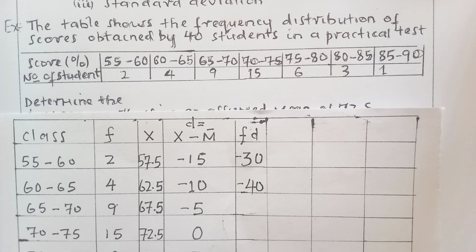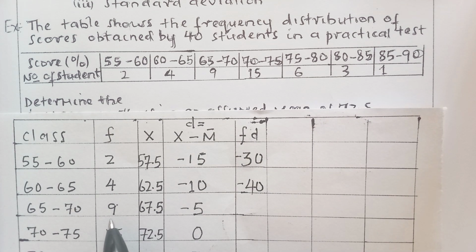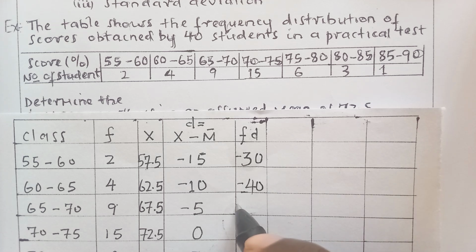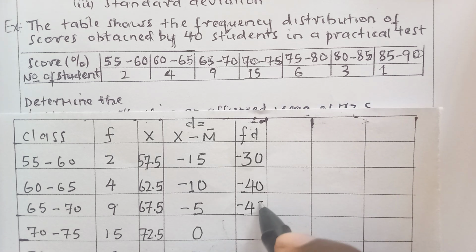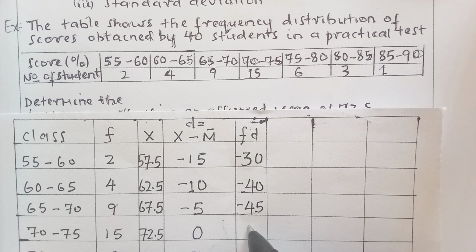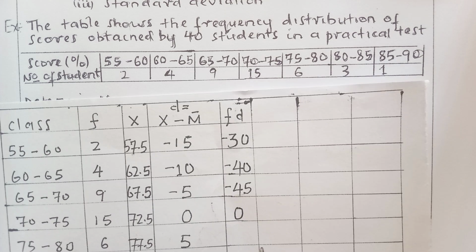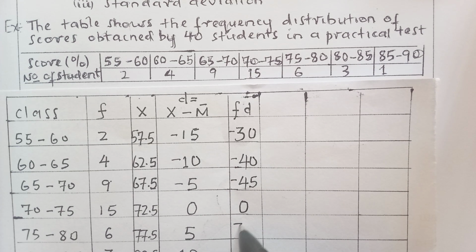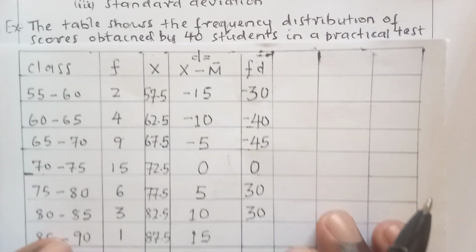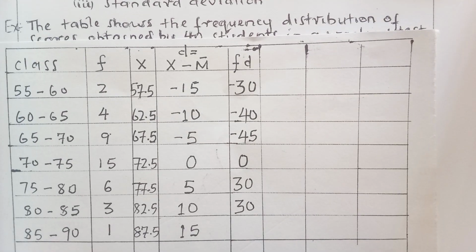Then this one is going to be negative 40. For this other one it is 9 times negative 5, which is negative 45. While this one is going to be 0. And this other one is going to be 30. Then we have that again. And then we have 15 there. So this is going to be 15.